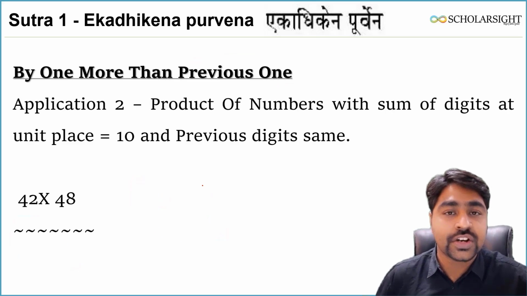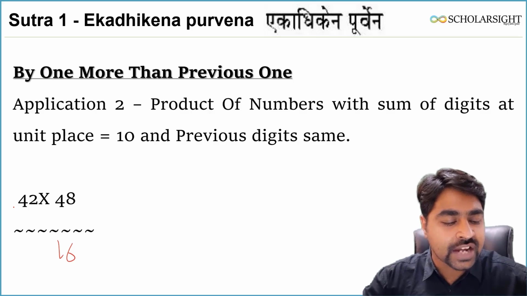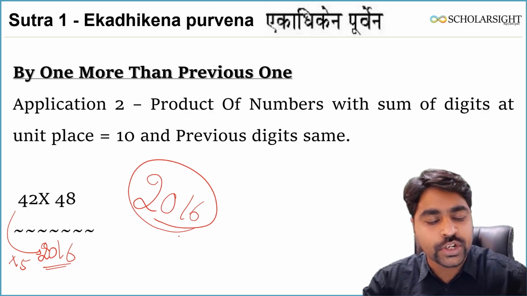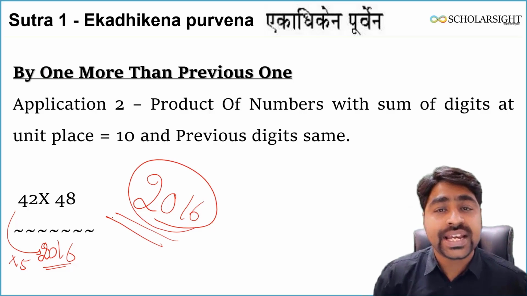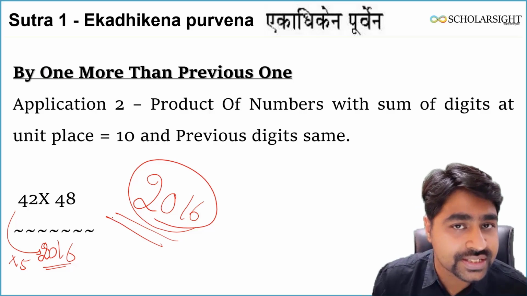One more application, 42 into 48. So 8 into 2 is going to be 16, and 4 into the very next number is going to be 5. So 4 5s is going to be 20. So 2016 is going to be your answer. See, in seconds, with finger clicks, we were able to solve such questions, right?